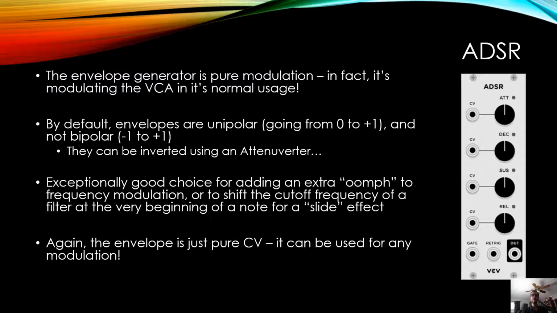But we can invert them so that they go from 0 to -1 using an attenuverter, which we'll talk about momentarily. The envelope is a really good choice for adding extra oomph via frequency modulation, or to shift the cutoff frequency of a filter at the beginning of a note to create a slide-in effect. This is a really fun one. It can also be used on the resonance of the filter. It can be used for the pulse width modulation. Again, it is pure control voltage, so don't think of it as only going to the amplifier. It can be used for any type of modulation.